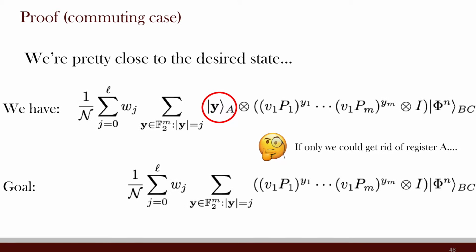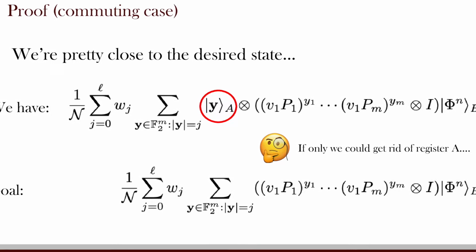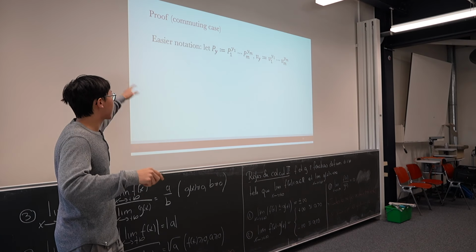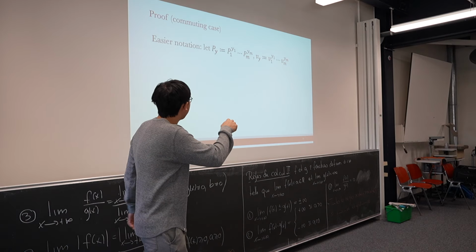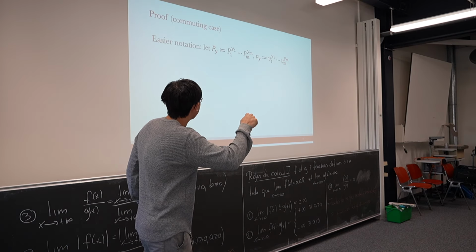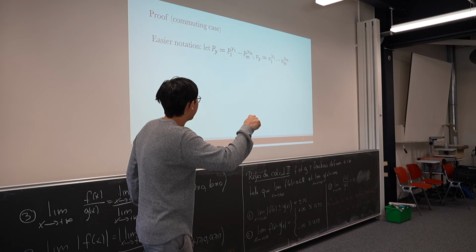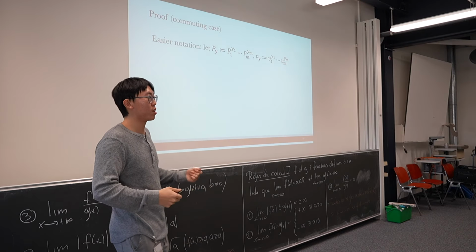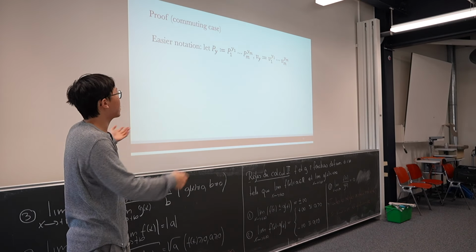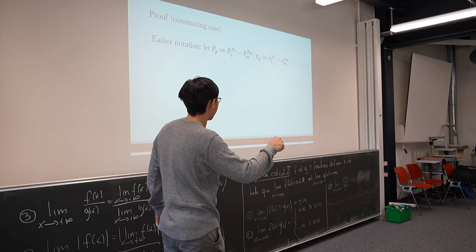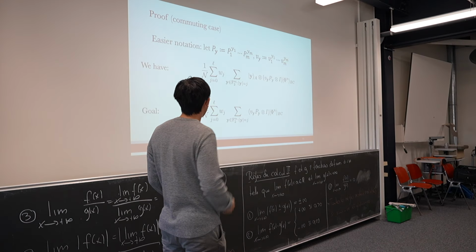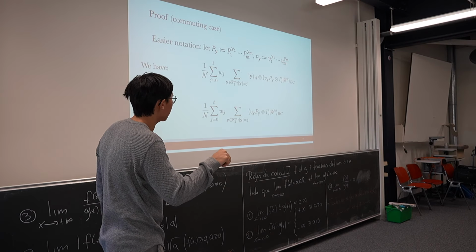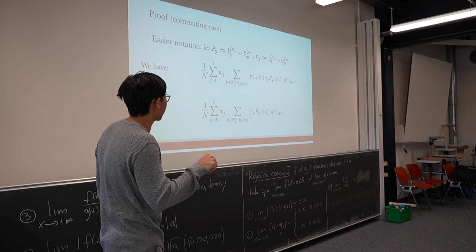Well, to explain that, let me give you a little bit of a more concise notation. So I have this whole multiplication product going on here. Let's just collapse that together. So p_y is going to be the product of the p_i's specified by y. So if y1 is 1, then p1 is in there. If y2 is 1, p2 is in there, and so on. And the same thing for the v_y of these phases. You just multiply the phases that are included in y. Now our states turn into this more concise looking form. And again, our goal is to get rid of this y in register A.